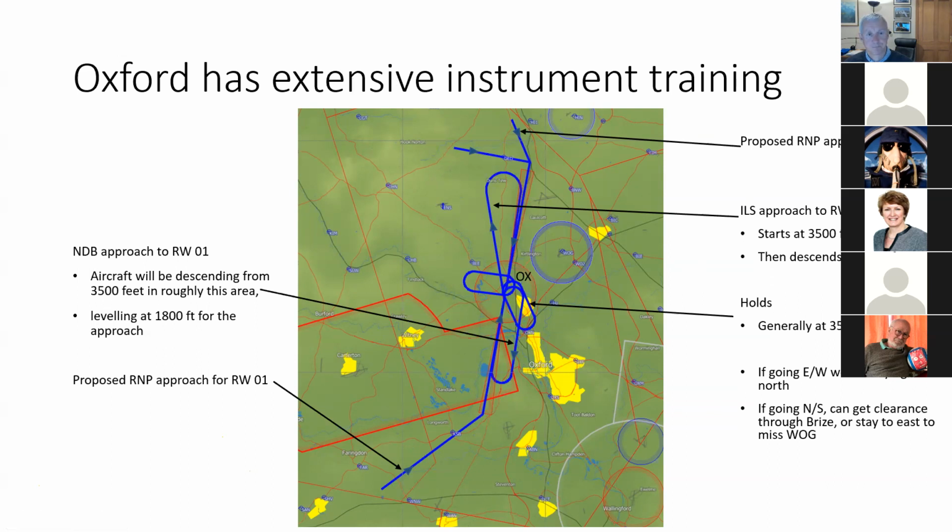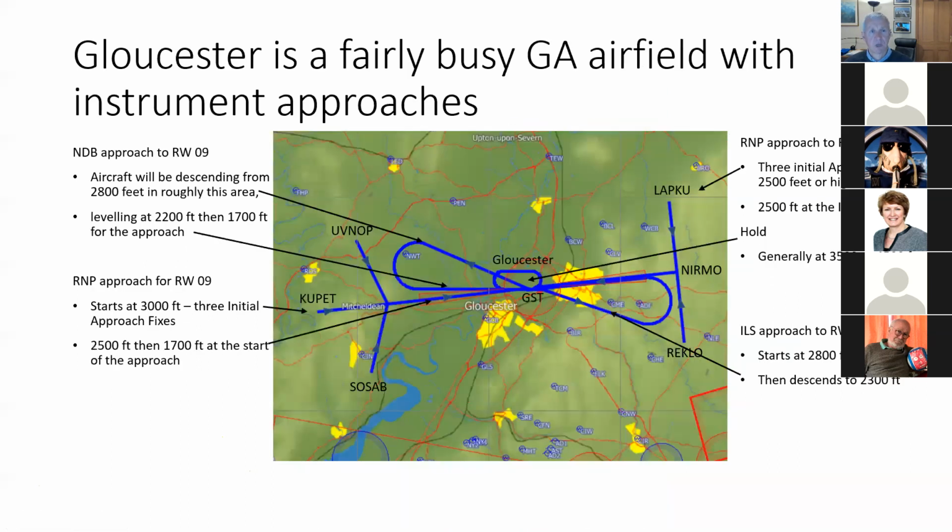Okay, Gloucester. We're going out to the west, some way, and we get Gloucester, another busy GA airfield, less commercial training, but quite a lot of GA stuff. And they've got a bunch of approaches too. Their hold is Golf Sierra Tango on the airfield. So don't go straight over the top of them without talking to them.